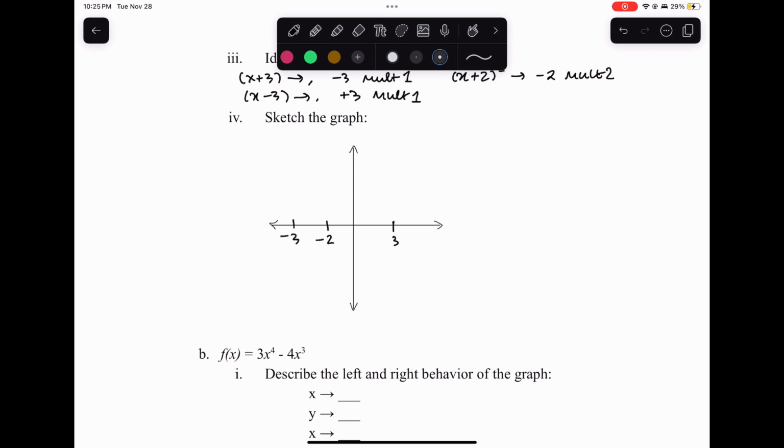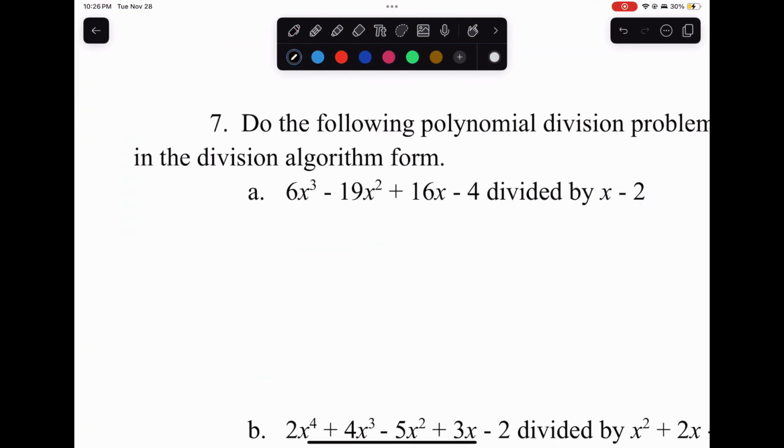So we can sketch the graph here. Remember our end behavior that we discovered previously, where you pass through -3, go to -2, bounce at -2 because of the multiplicity, go back around, pass through 3, and approach infinity. Okay, so now let's do some long division.